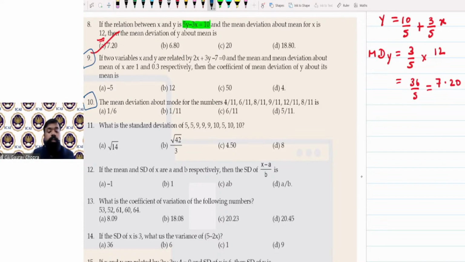If two variables x and y are related by 2x plus 3y minus 7 is equal to 0, this is the given equation. Mean and mean deviation about mean of x are 1 and 0.3. So mean is 1 and mean deviation is 0.3. This is for x. You have to find out the coefficient of mean deviation of y about mean. So what is the requirement? Coefficient of mean deviation about y.